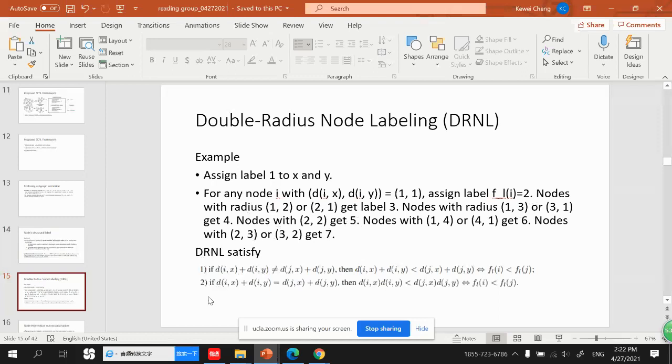As we just discussed, by using such a mechanism, we can ensure that each node with different radii can have different labels to distinguish them.